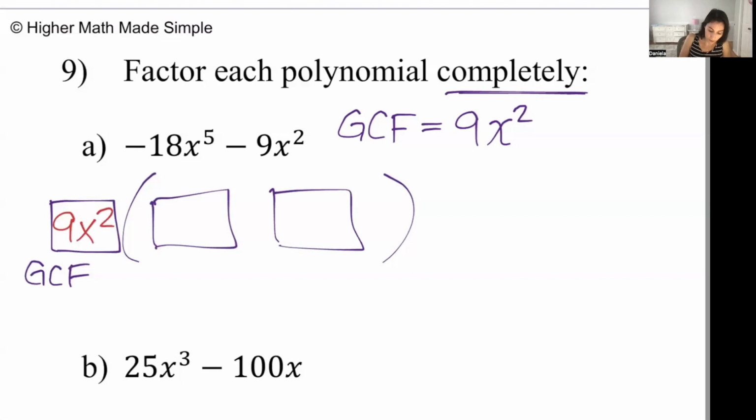So you're asking yourself, 9x squared times what gives me a negative 18x to the 5th? Well, a positive times a negative gives me a negative, and then 9 times 2 is 18. And then the product rule says that the exponents need to be added together to get to 5. So this would have to be to the 3rd power. And then a positive times what gives me a minus 9x squared? So again, I'm going to need a negative here. And then anything times 1 is itself.